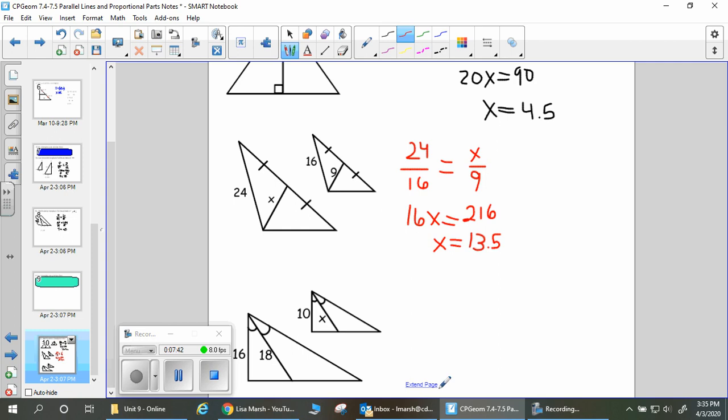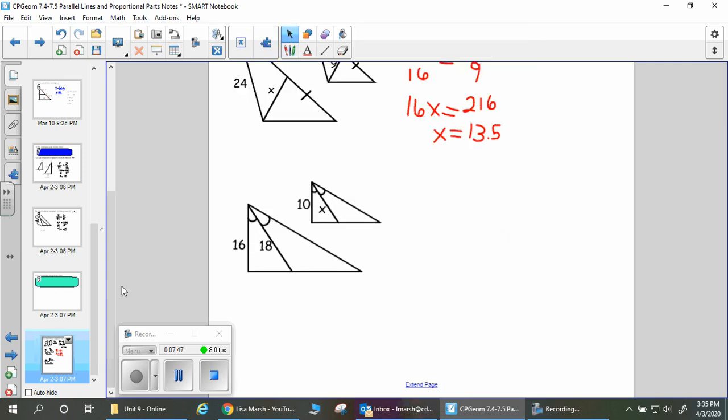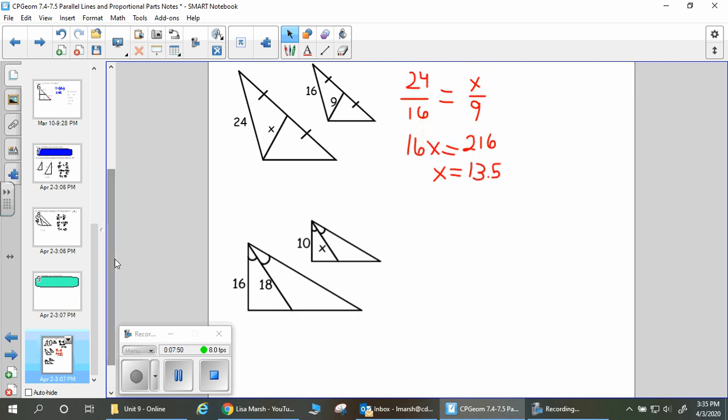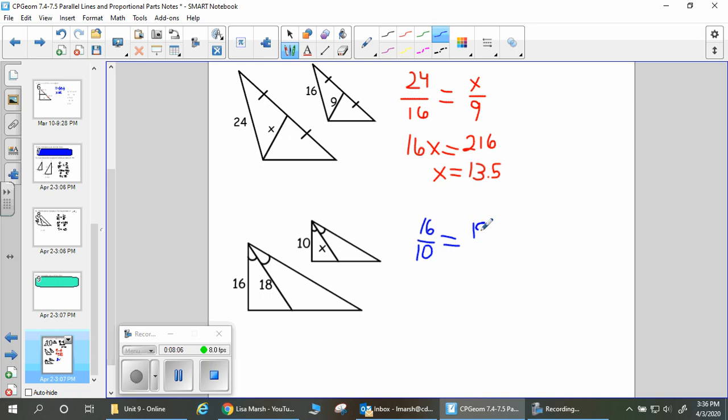And so if I just slide down here a little bit, oops, and bring this one up, this is the same idea, except this one's an angle bisector, but I'm going to do the same process. I'm still setting up proportions. So again, just comparing the first triangle and the second triangle. 16 would match with 10, and 18 would match with X. So 16X equals 180, missed my X. There we go.